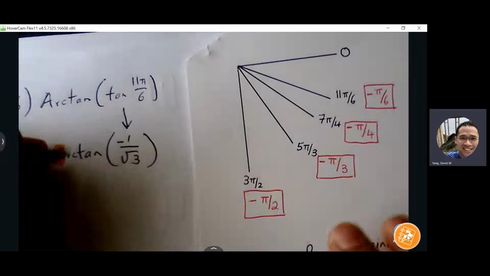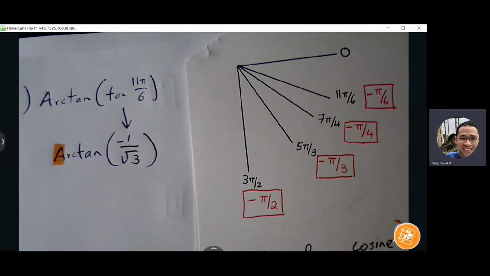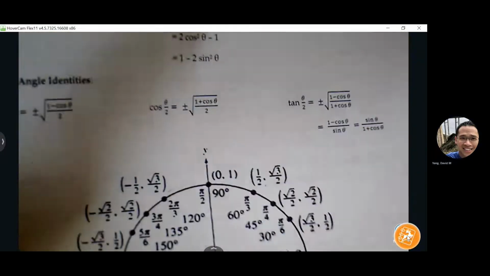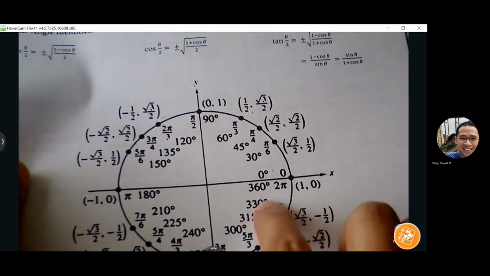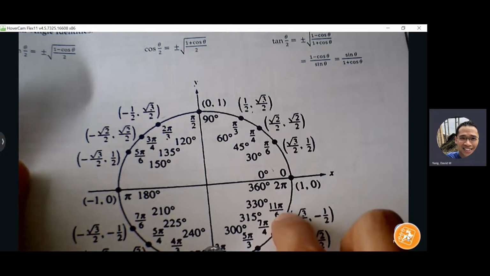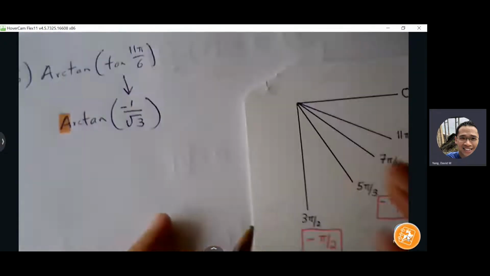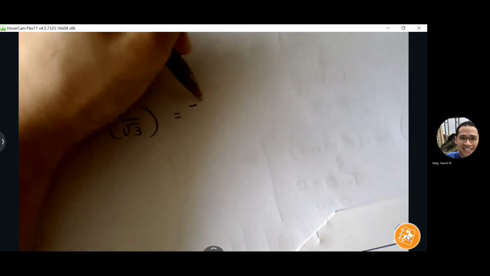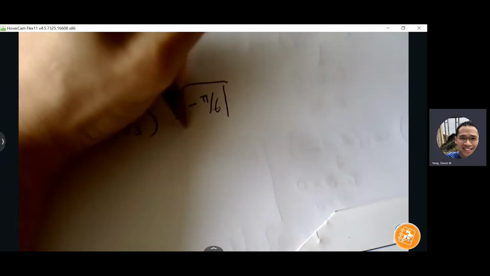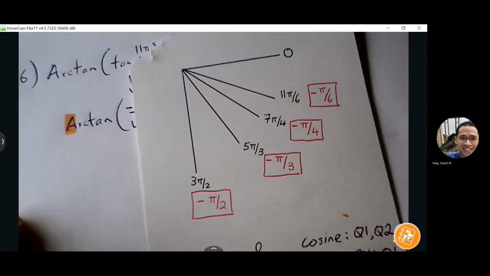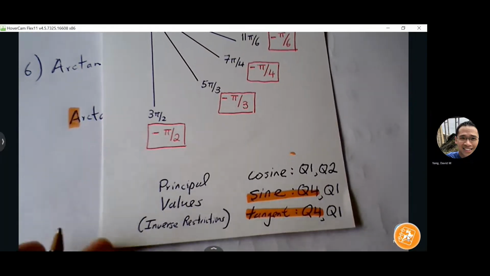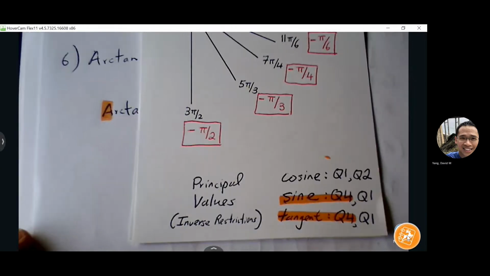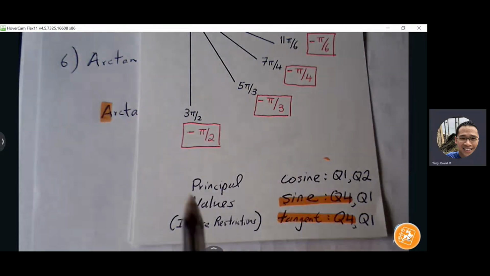So in other words, when is tangent of theta going to be -1 over root 3? Negative pi over 6. So instead of saying 11 pi over 6, we're going to say negative pi over 6. That's what we're working towards with the quiz on Friday.